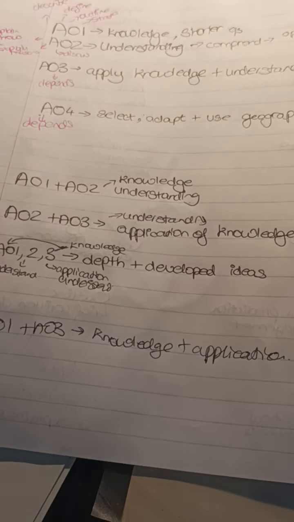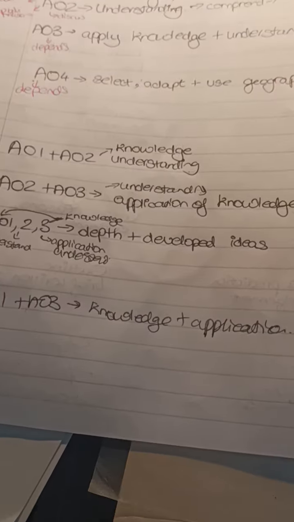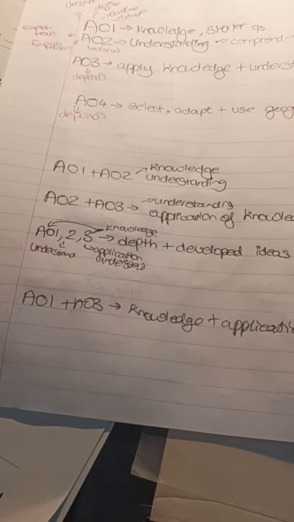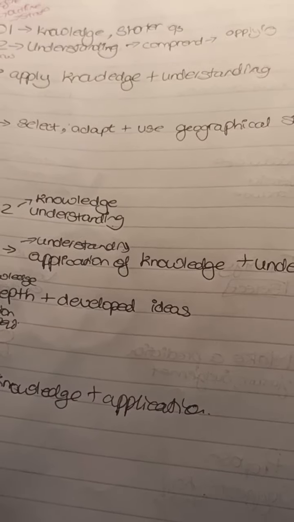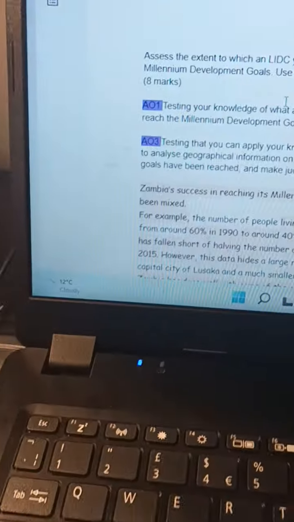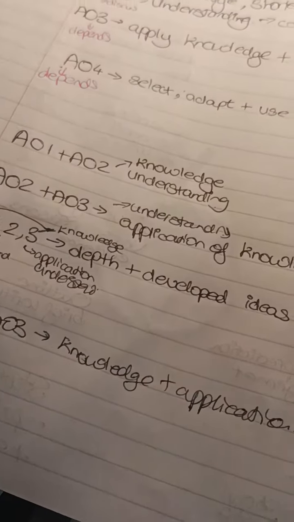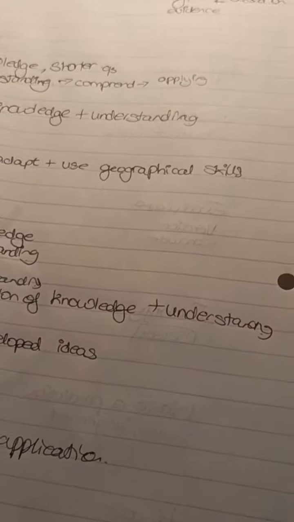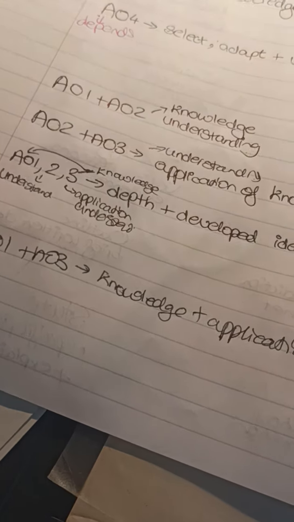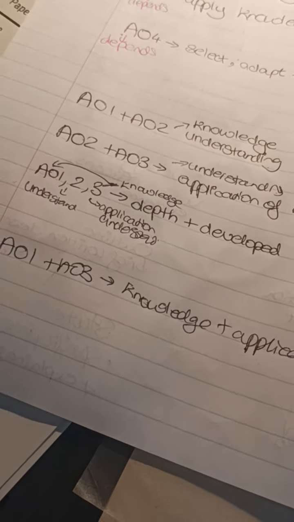again, the command words could vary. That's what I probably meant. Select, adapt, and use geographical skills. AO1 and 2, if you've got like a combo of them, then you need to show knowledge and understanding, which is seen here. No, that's AO3. AO2 and AO3, understanding, application of knowledge and understanding. AO1, 2, and 3 when it's all combined. So that's a big triple combo. So you need knowledge, understanding it. AO1 and 3, knowledge and application.